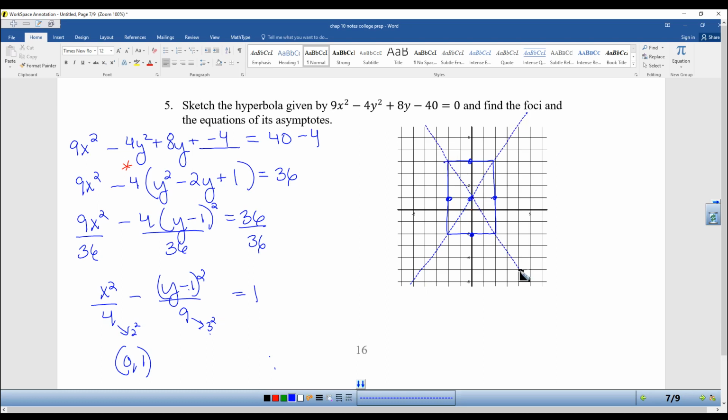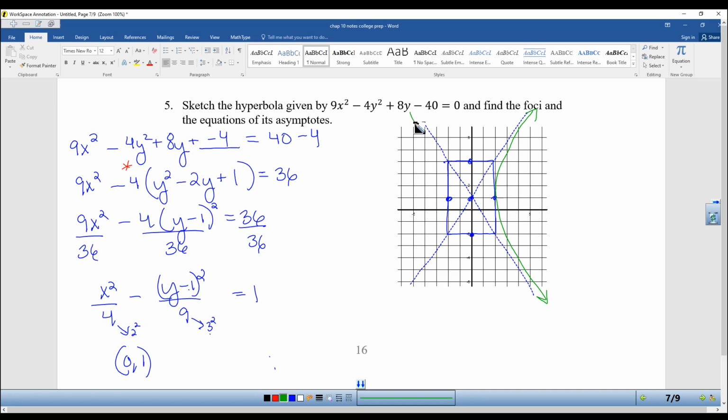But then there's still one last step, and that is to know which way to actually draw your hyperbola. Since it's x squared minus y squared, I'm going to do it in terms of the x. So I'm going to follow the asymptote, hit that vertex, and then follow the asymptote.